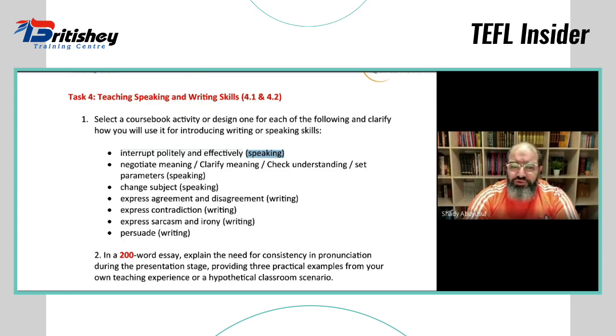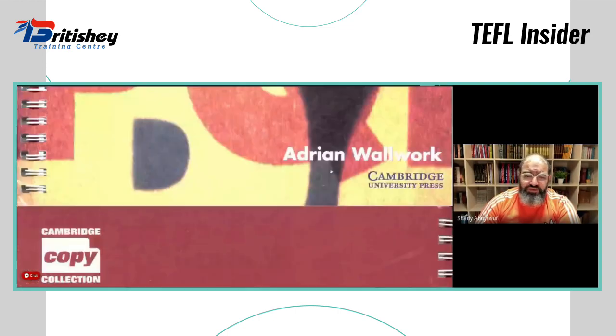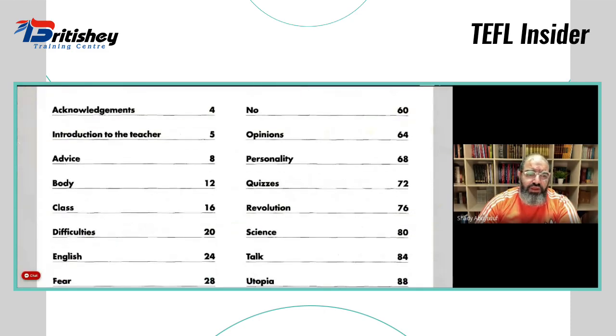Let's imagine that you want to select a coursebook activity. So if you want to select a coursebook activity, and this activity is related more to speaking, so you're advised to try to go to a reference where you have a lot of speaking activities. And let me recommend something. So you can go to a coursebook like this one, which is Discussions A to Z. And in Discussions A to Z, it says a resource book of speaking activities. Lovely. Let's go to the table of content.